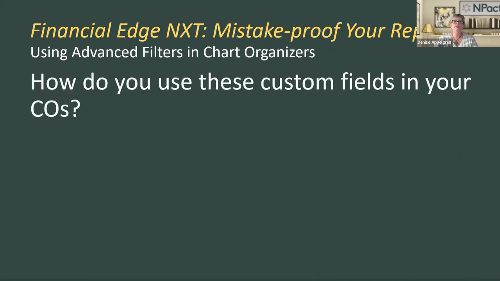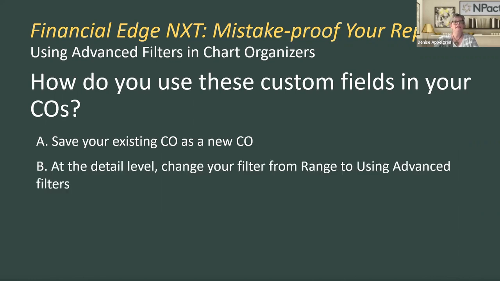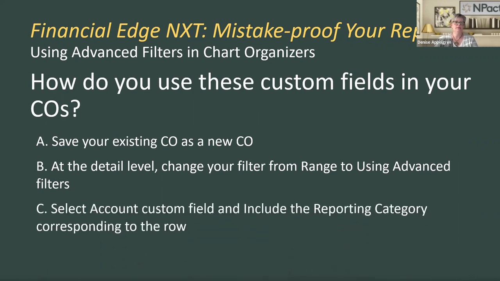So how do you use these custom fields in your chart organizers? You save your existing chart organizer as a new CO. And then at the detail level, you want to change your filter from range to using advanced filters. Then you can select your account custom field and include the reporting category corresponding to the row.